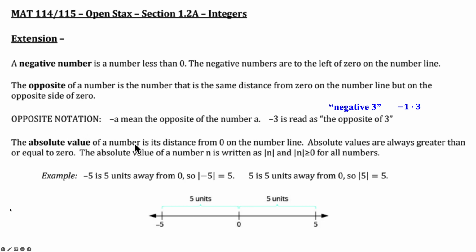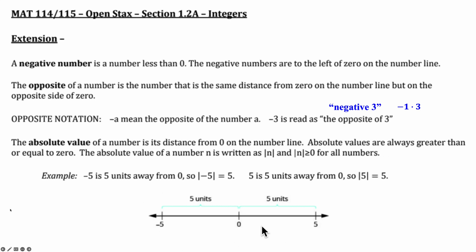Now, the absolute value of a number is the positive distance. So if you want to put the word positive right before the word distance, just to overemphasize, the author assumes that you know that distances are always positive. So the positive distance from 0 on the number line. Absolute values are always greater than or equal to 0. The absolute value of a number n is written as a pair of vertical bars with n in the middle. The absolute value of n is greater than or equal to 0 for all numbers.